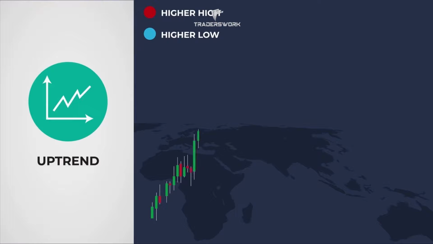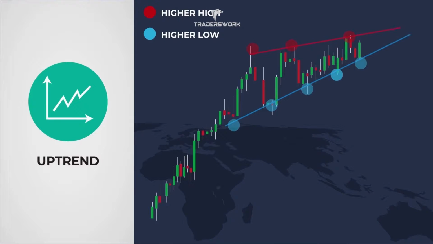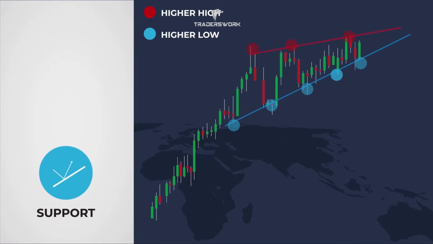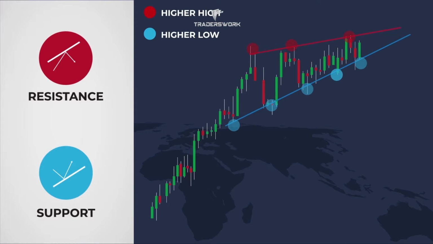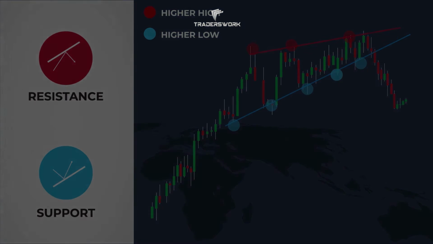If you see a rising wedge in an uptrend where higher lows are forming faster than the higher highs, making the support line steeper than the resistance line, a breakout could happen, leading to a downtrend more often than not.